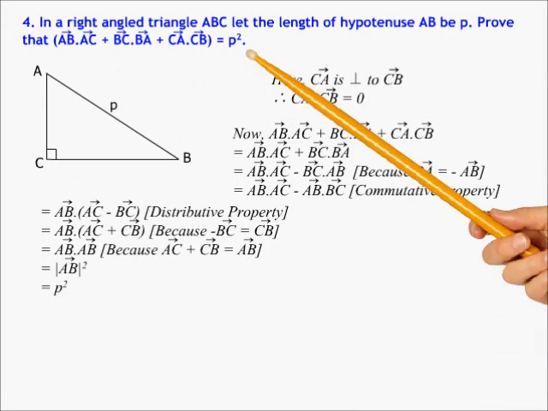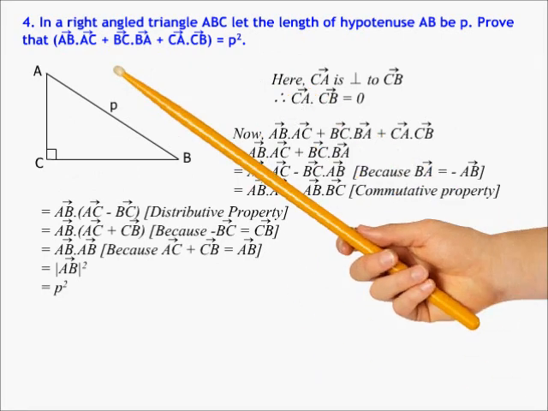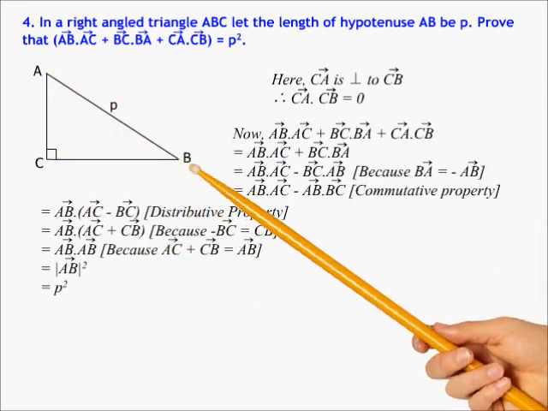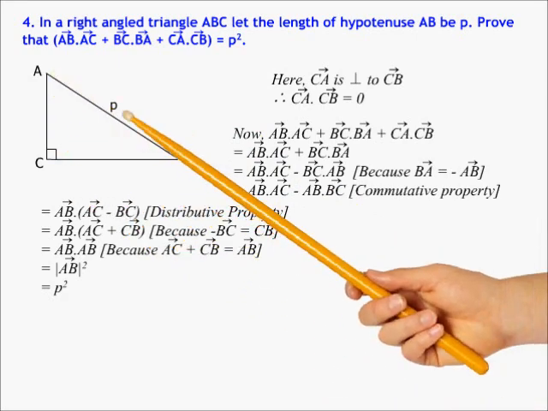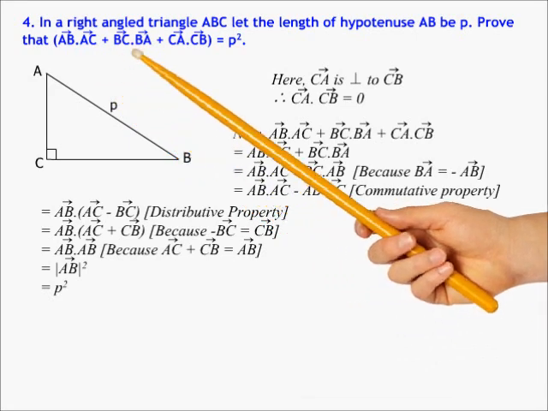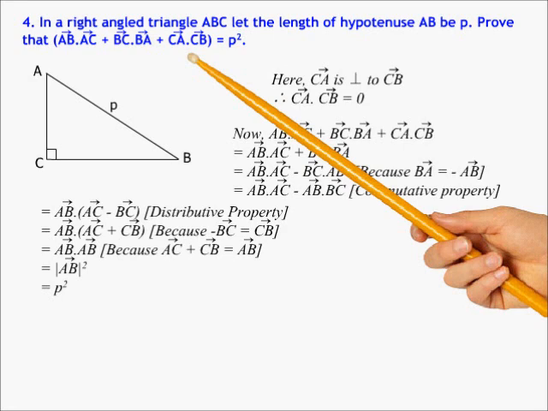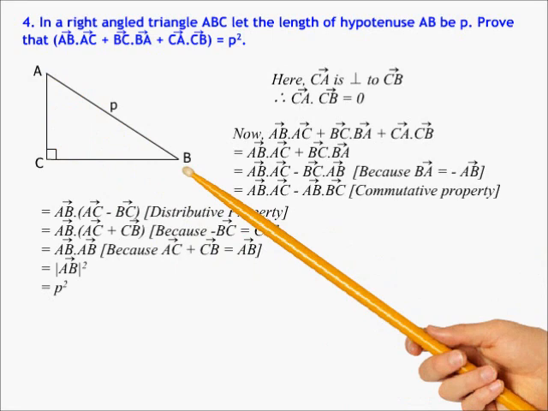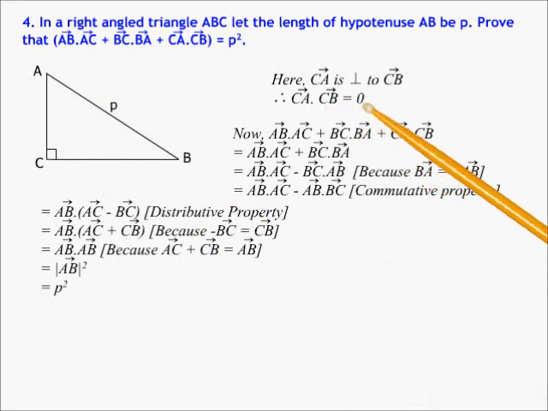Now let's see this problem. Here it is given that ABC is a right triangle and AB is the hypotenuse of length P. We have to find the value of AB.AC plus BC.BA plus CA.CB. This problem is very easy. Here vectors CA and CB are perpendicular to each other, so this dot product is 0.